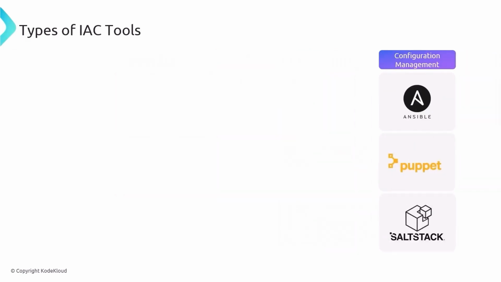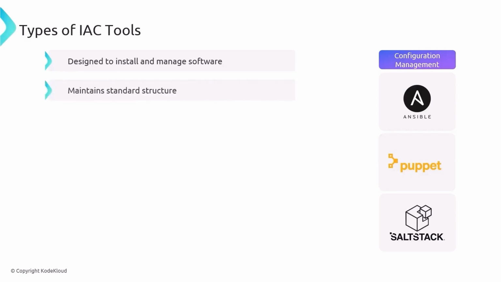So, tools such as Ansible, Chef, Puppet, and SaltStack come under the category of configuration management tools. They are most commonly used to install and manage software on existing infrastructure resources, such as servers, databases, networking devices, and so on. They maintain a consistent and standard structure of code, which makes it easier to manage and update as needed. They are also designed to run on multiple remote resources at once and can be checked into a version control repository to be reused and distributed as needed.